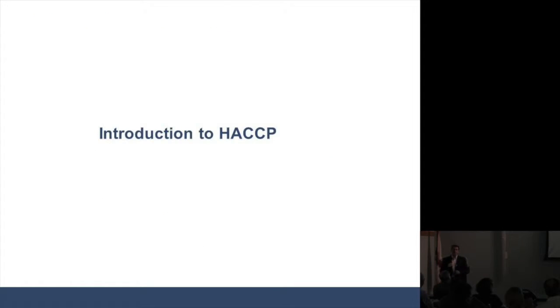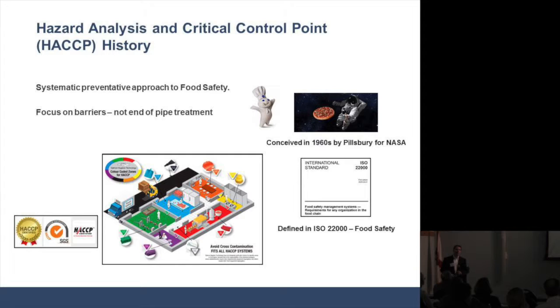So let me give you a brief introduction to the HACCP methodology, again, hazard analysis and critical control points. This was a methodology that was developed in the 1960s as a collaboration between NASA and Pillsbury. And the goal of this was to ensure that all of the processes being used to develop the food products that were going up on space missions were free of contamination. Last thing you wanted to have happen was that one of your astronauts gets dysentery while they're out in space.